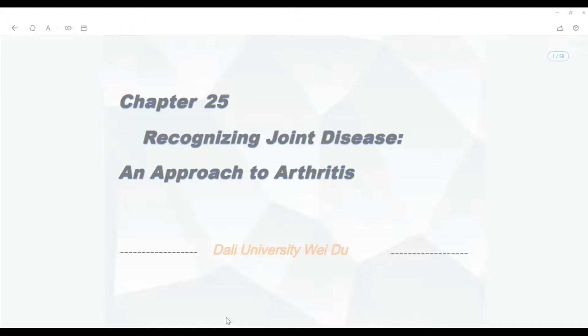So any kind of restriction along the joints will cause joint pain. And the main reason for such pain or movement-related abnormality is called arthritis. Arthritis can be simply said as inflammation of the joints. Inflammation of the joints is called arthritis.